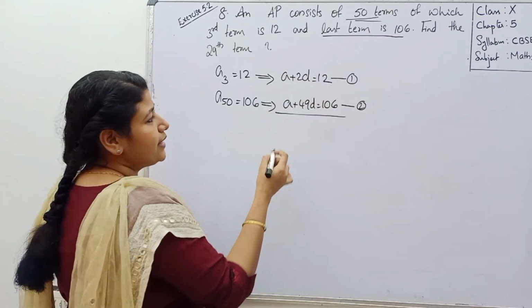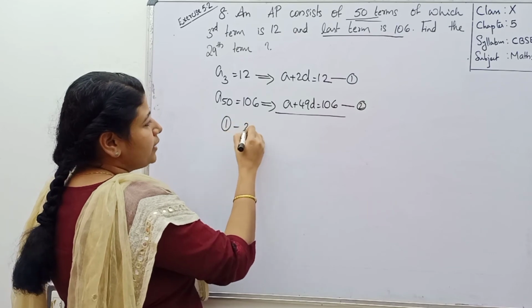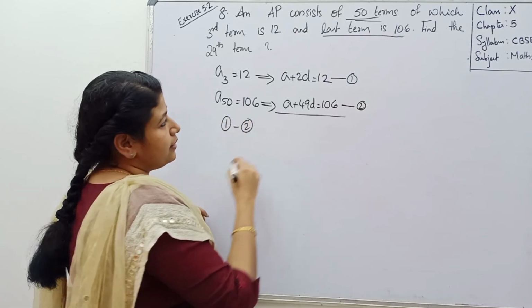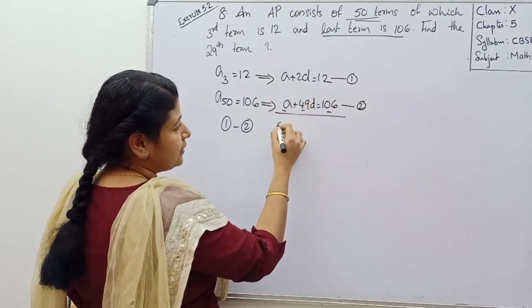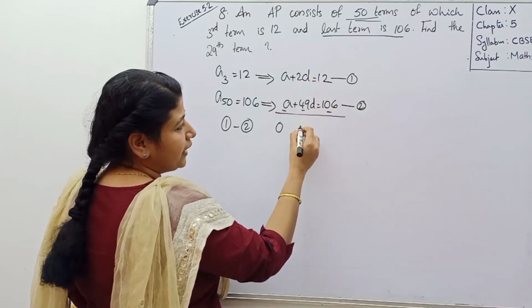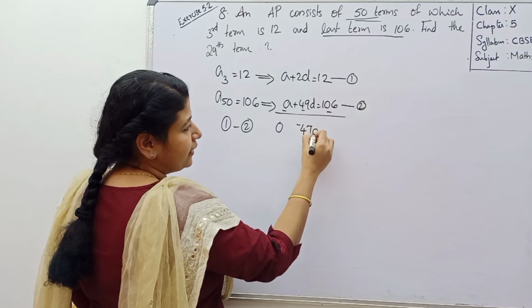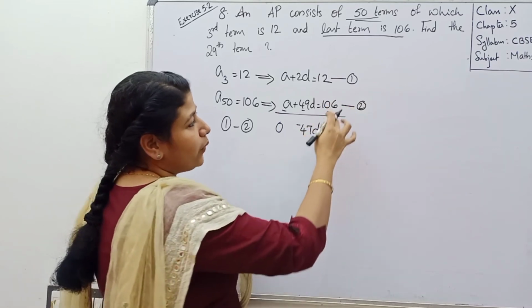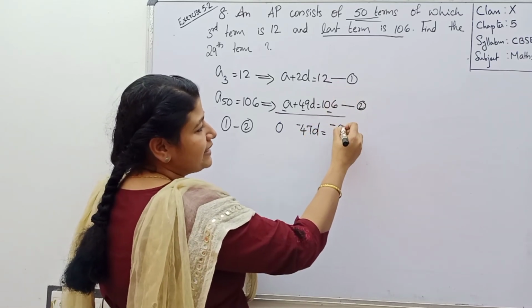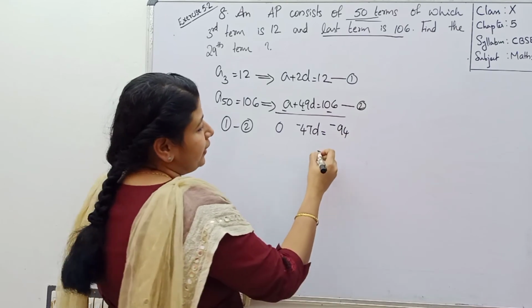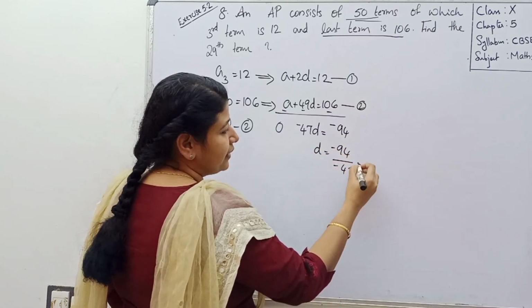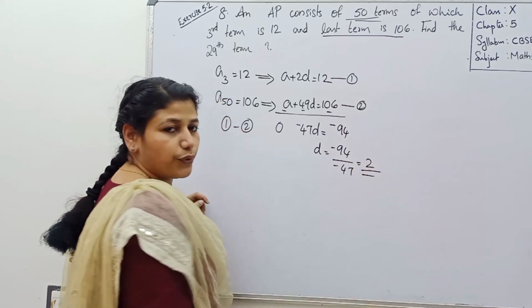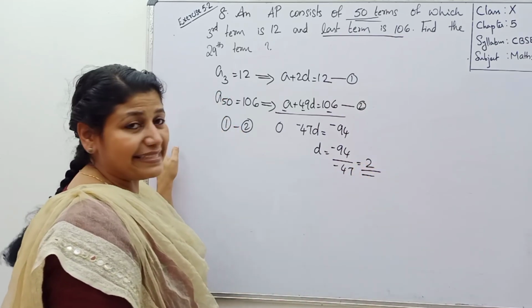Solve these two equations by 1 minus 2, just like this. A minus a, so I am going to change all the signs. A minus a is 0. 2 minus 49 is minus 47d. 106 minus 12 is minus 94. Right? d equals negative 94 by negative 47. That is 2. So we find d as 2.